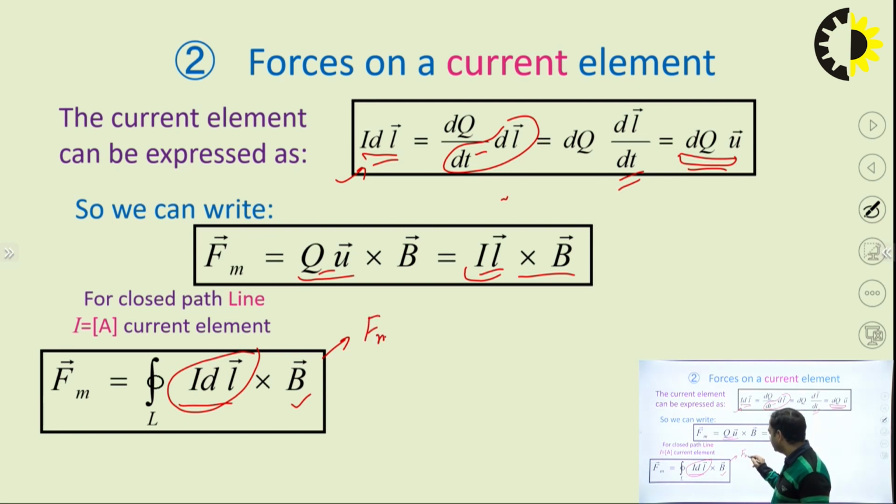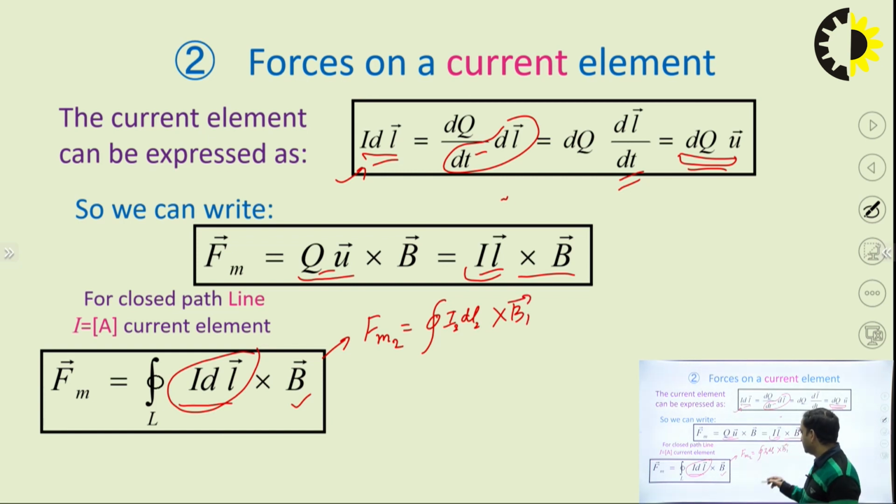Then Fm2 is equal to the closed path integral of I dl. So this is nothing but the current element 2 on which we want to find the force, crossed with B1. I hope this point is clear. What is the significance of this?